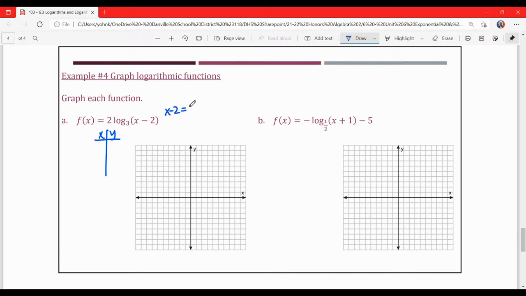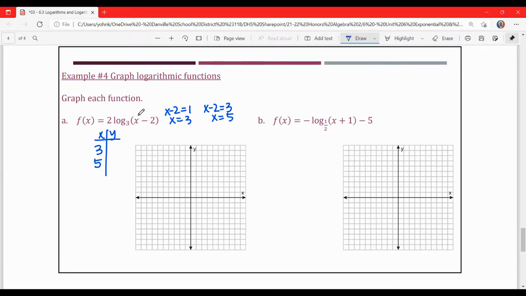x minus 2 equals 1. Then you want to set whatever's in the parentheses equal to whatever the base is, which is 3. We'll see why we're going to do this in a second. So always take the parentheses and set it equal to 1, and take the parentheses and set it equal to 3, or whatever that base is. So now this gives me an x equals 3 and an x equals 5. Those are the values I want to plug in, and you'll see why in a second.